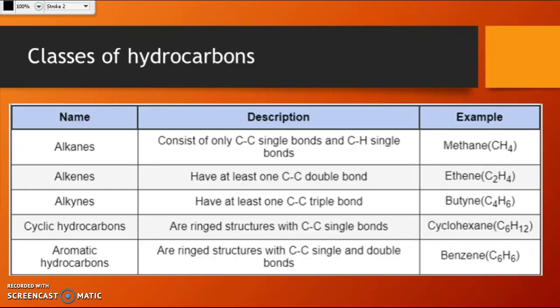All right, so we talked about the 5 main types of hydrocarbons. Differences: alkane, single bonds; alkenes, double bond; alkyne, triple bond; cyclic means circle, and those are all going to have single bonds; aromatic, those usually have a very distinctive smell, and they have double bonds as well as your single bonds.